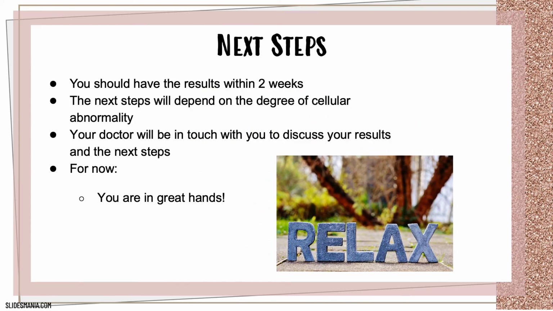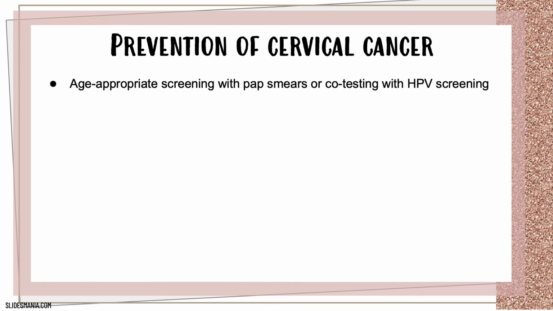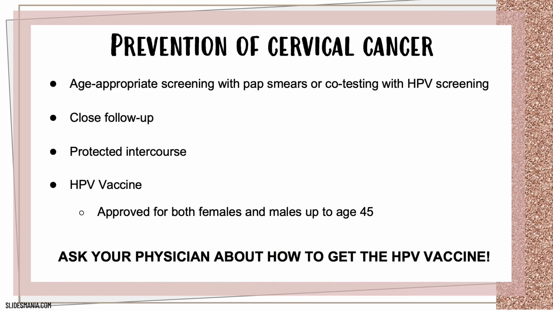Lastly, we wanted to discuss the prevention of cervical cancer. Certain ways to prevent cervical cancer include age-appropriate screening with pap smears or co-testing with HPV or human papillomavirus screening, close follow-ups, having protected intercourse, and lastly, the HPV vaccine. The HPV vaccine is recommended for everyone. It's usually administered in females and males ages 11 or 12, but you can start as early as 9 years old. Most recently, insurance companies are now covering females and males up to the age of 45. So if you haven't already had your HPV vaccine, please ask your doctor on how to get it. It can save your life.